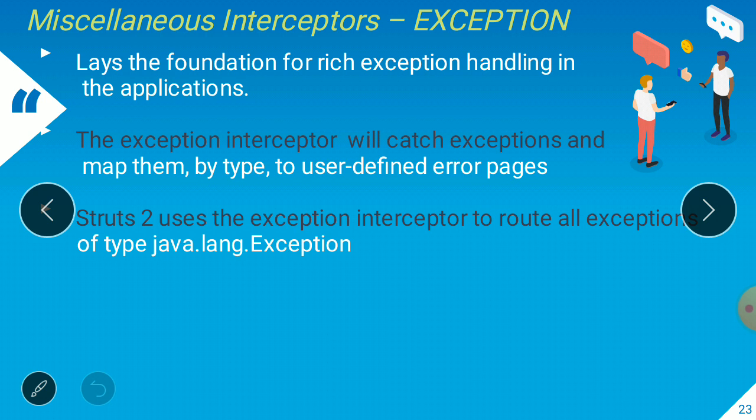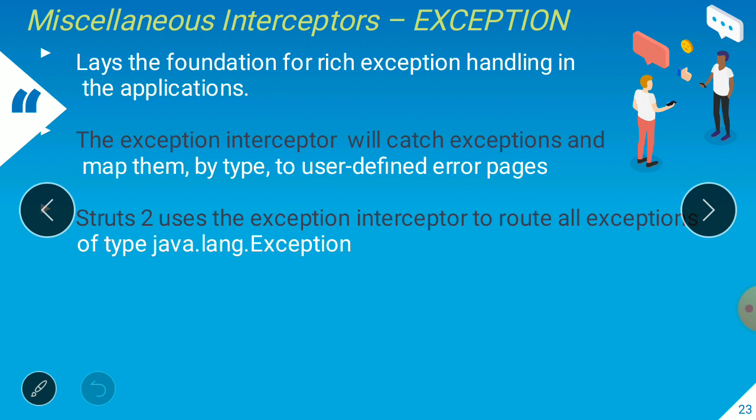Okay, so here we have an interceptor called exception. It lays a foundation for rich exception handling in the applications. We already know what is meant by exception. When unexpected errors come at runtime, if we must handle them and don't, it automatically halts the system. So we have to handle the exception. The interceptor that provides such rich exception handling is exception.